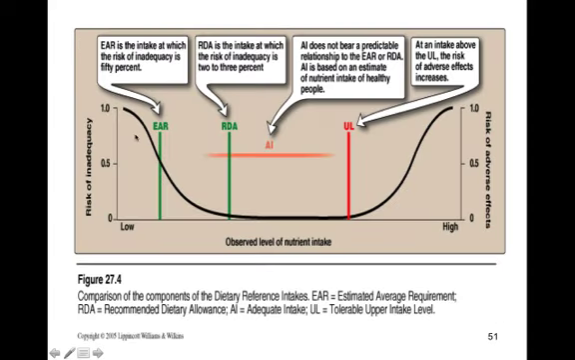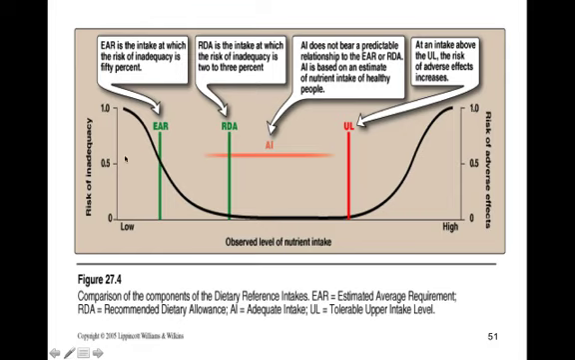I like to refer to this chart more as I like pictures more than text. So what this particular chart really tells you is on the x-axis you have the observed level of nutrient intake. On the primary y-axis you have the risk of inadequacy. 0 means there is no risk of inadequacy. 1 means a level where 100% of the population faces the risk of inadequacy. On the secondary y-axis is the risk of adverse effects. So 1 means 100% of the population face the risk of adverse effects.